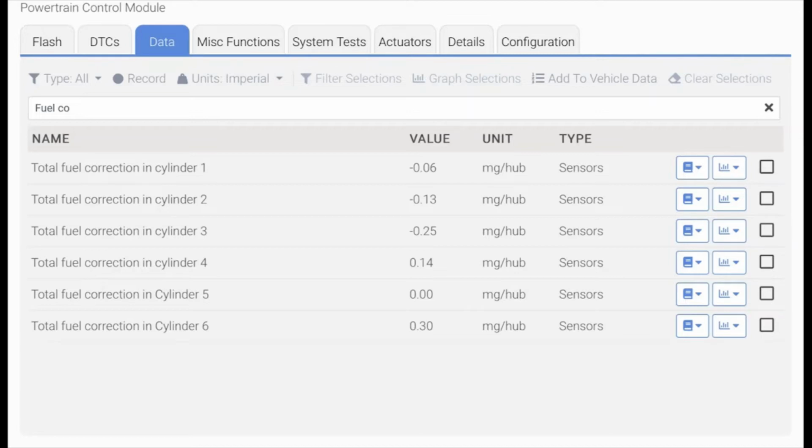But back to the compression issue, if that's an issue, just don't forget to realize that these engines in particular can have low compression and still run just fine. They won't shake at idle. They won't have any real symptoms. They might have a little bit of lag to them that feels like turbo lag.